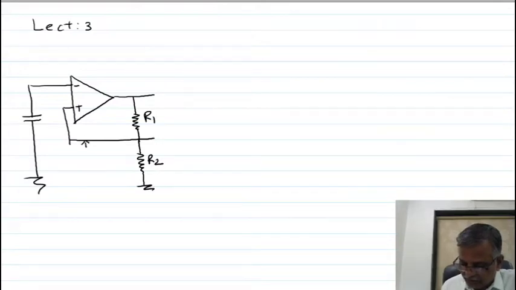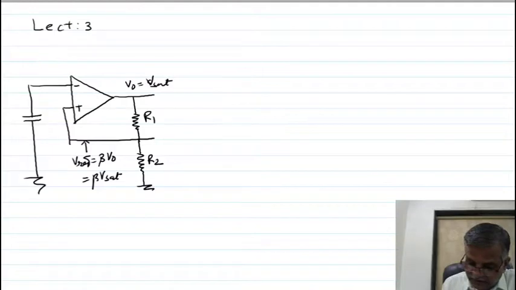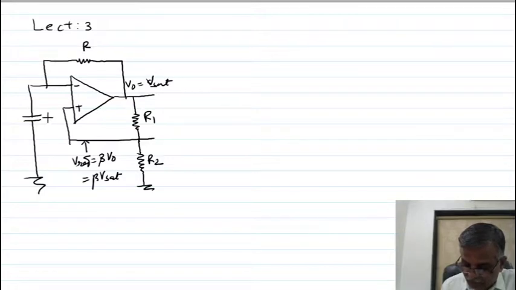This is your reference voltage we have written. This is beta into V0, and V0 is nothing but the saturated voltage, V saturated. So I can write beta into V saturated voltage, and here you connected some resistor R. This is your capacitor C.